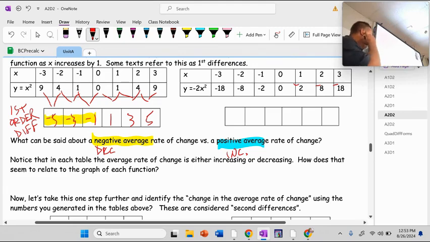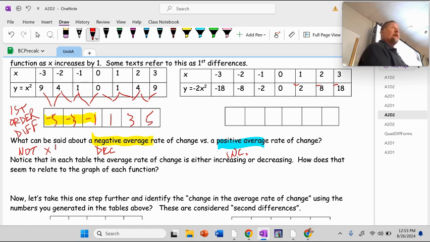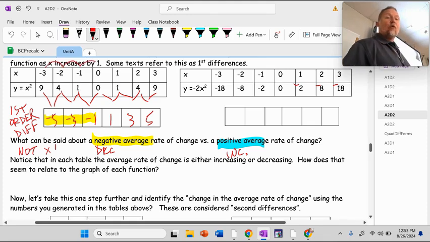Okay? But this is not an x to the first function. This is not linear. If the first order differences were equal, that would be the slope, the constant rate of change. Does that make sense? By the way, be careful on this. Do double check that the x's go up by equal intervals before you check the y's, and they do, luckily.